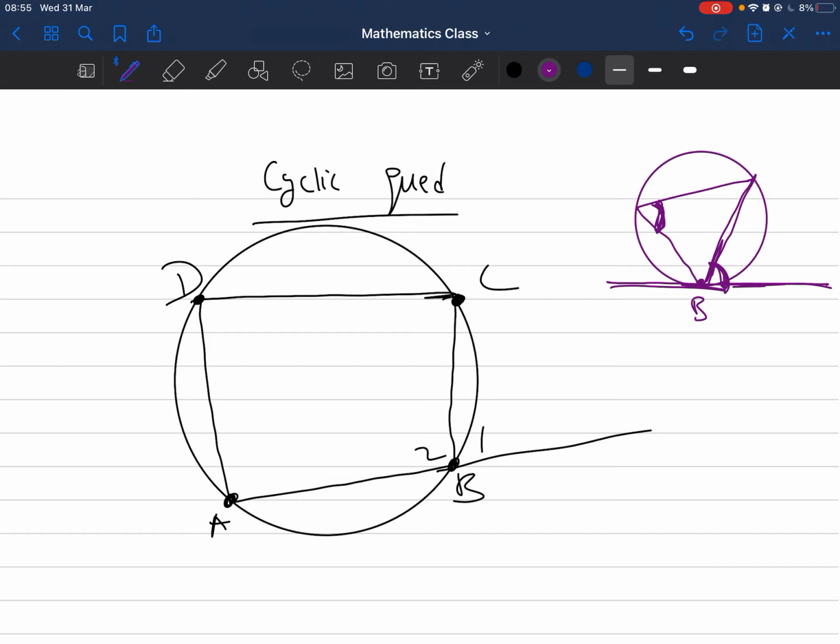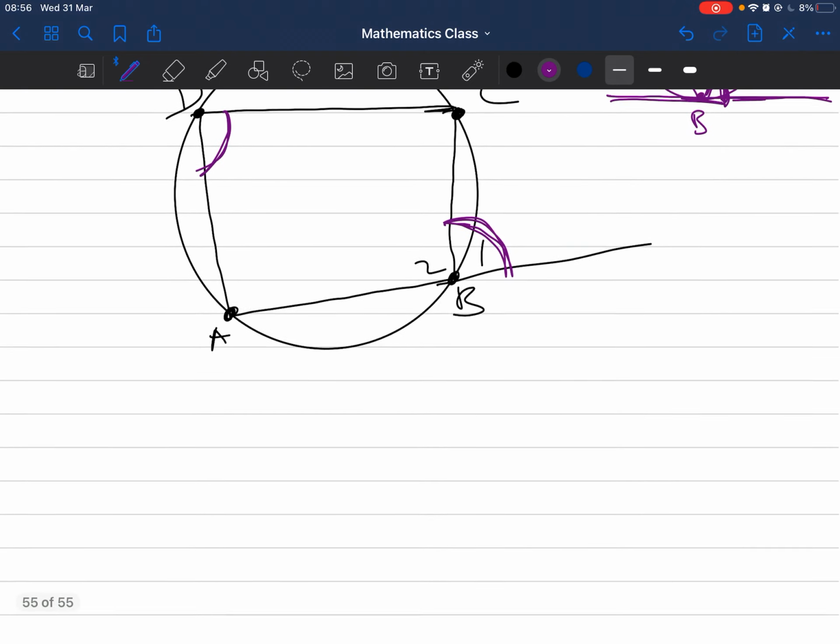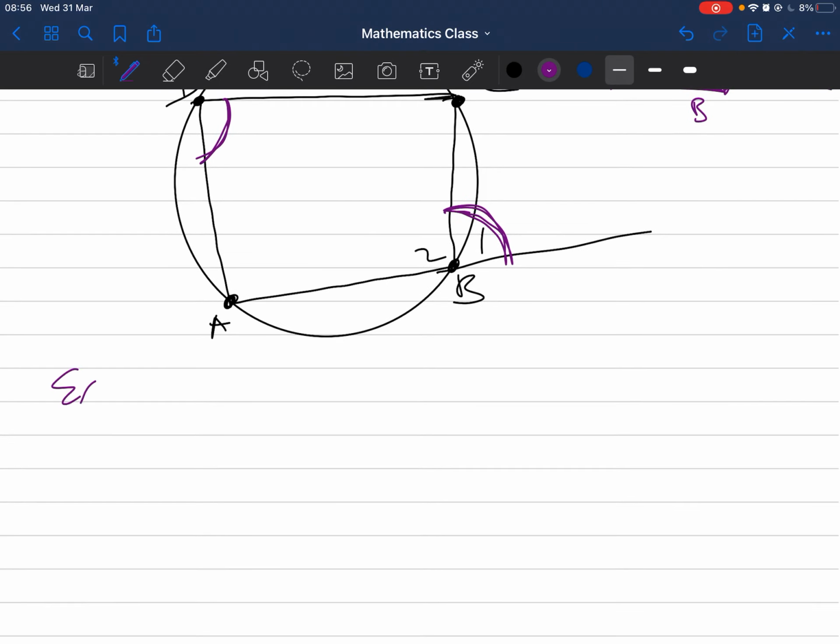Remember that? Now we're going to apply the same context with this one, but on cyclic quad. So I'm sure you guessed it, right? Meaning that this angle is the same as this angle. You see the similarity, right? The exterior angle is equal to the opposite interior angle, right? So the reason is exactly what I just said.